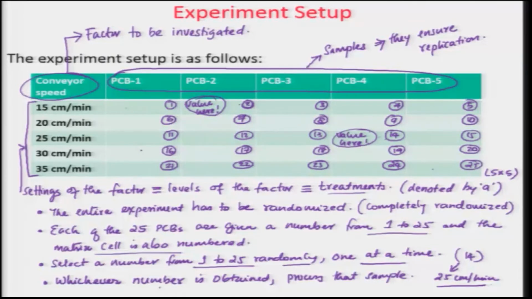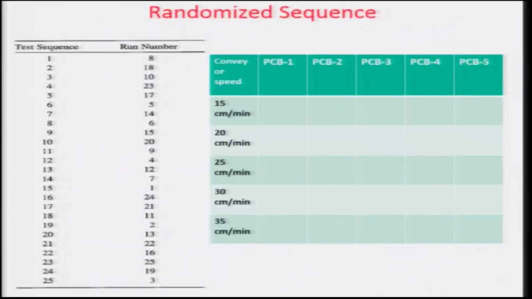So, this is called a completely randomized experiment. All the 25 values are taken at random and the numbers are filled in through this process. I hope you understand how this actually works. So, let me give you an example of how it actually looks.